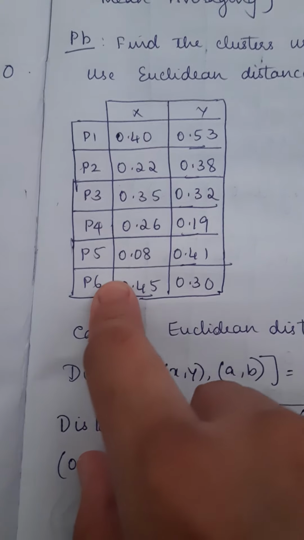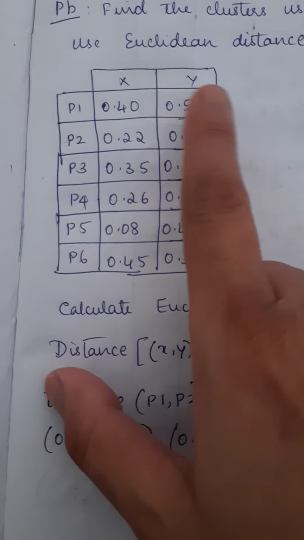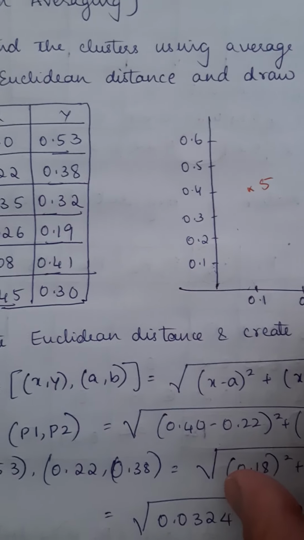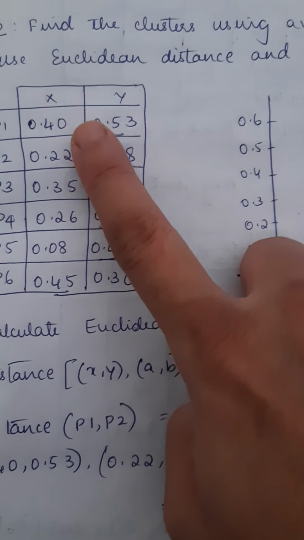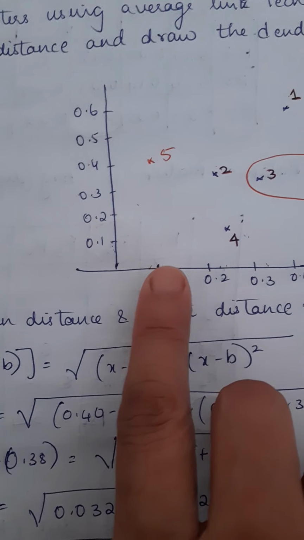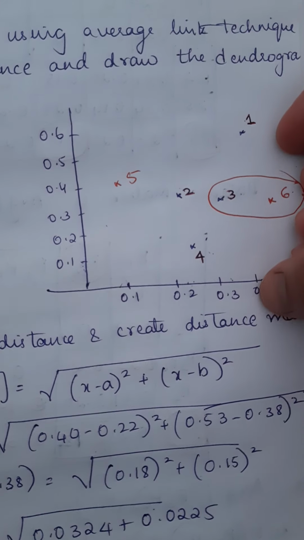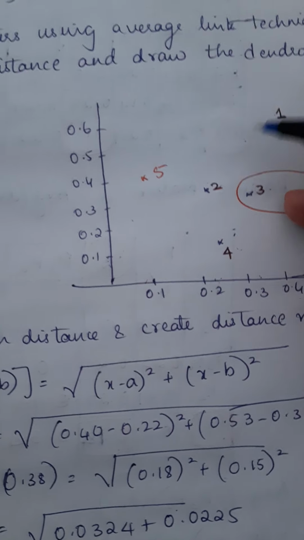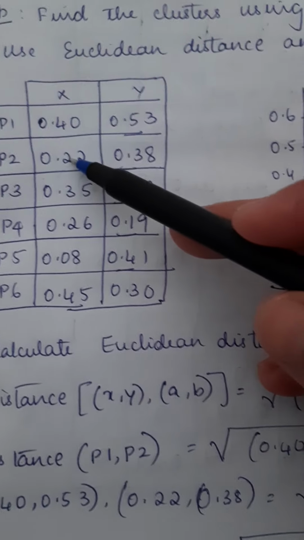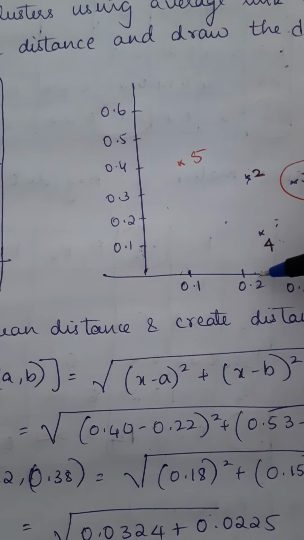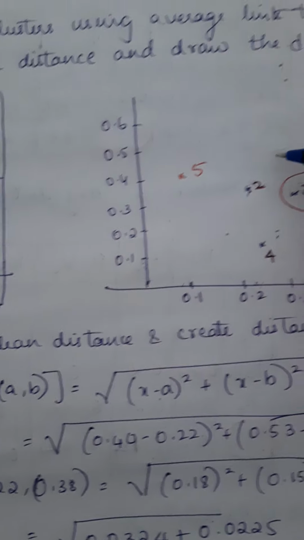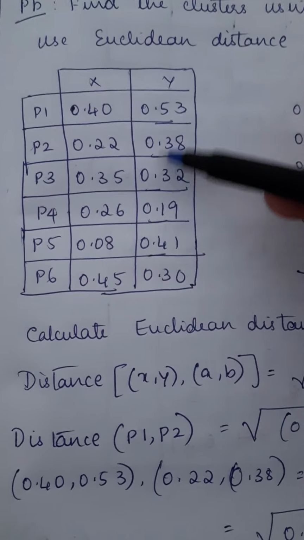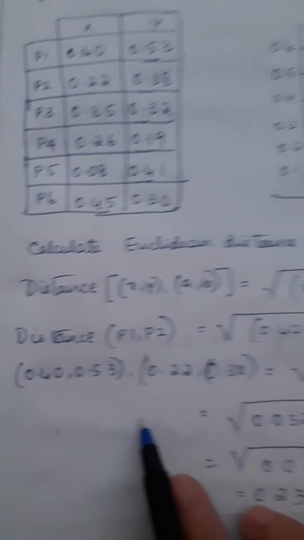So what is given to you? 6 points are given to you, and their x and y coordinates are given. The first task is to draw a graph with those respective coordinates. Like P1 is 0.40 and 0.53, so P1, the first one, somewhere over here. I have marked 1 over here. Then 2: P2 is 0.22 and 0.38. So this way I first mark all the 6 data points on a two-dimensional graph.